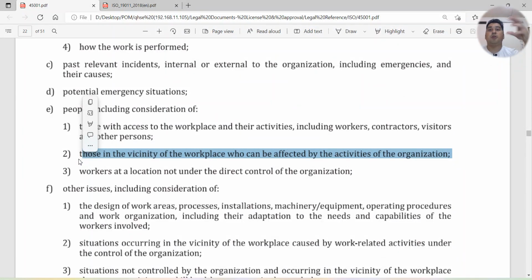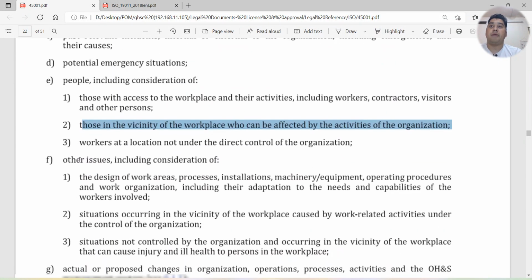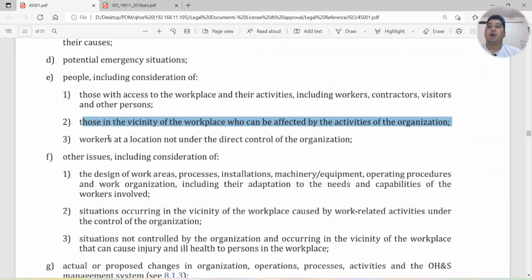Maybe nearby you have a school, you have to include them also. Maybe nearby you have a hospital. They are also going to be affected by your service or work. So you need to include them also in your hazard identification process.